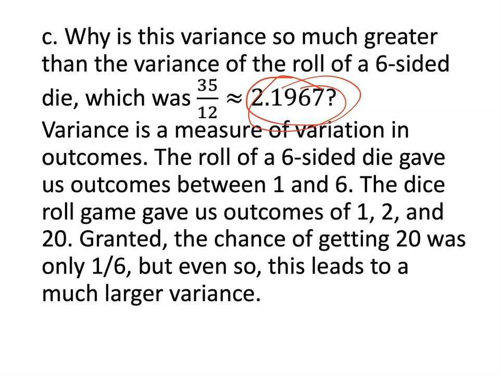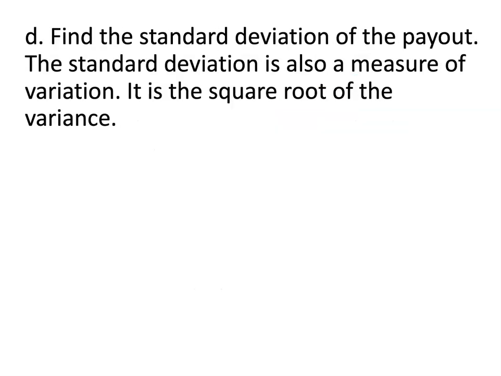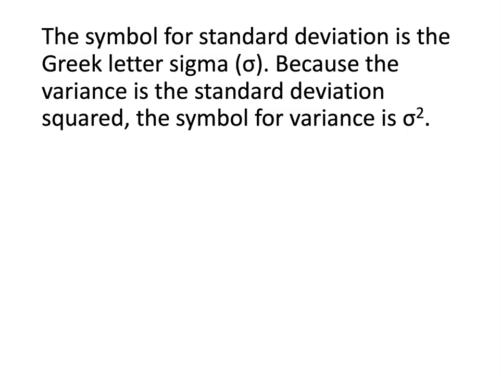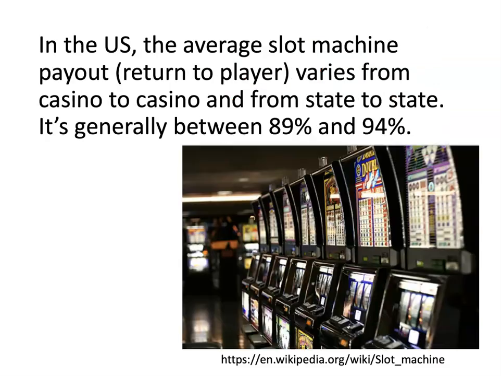Okay, let's find the standard deviation of the payout. The standard deviation is also a measure of variation. It's just the square root of the variance. So since the variance is 193 over 4, the standard deviation is the square root of 193 over 4, which is root 193 over 2. The symbol for standard deviation is the Greek letter sigma, written here. Because variance is the standard deviation squared, the symbol for variance is sigma squared. So not very creative there.